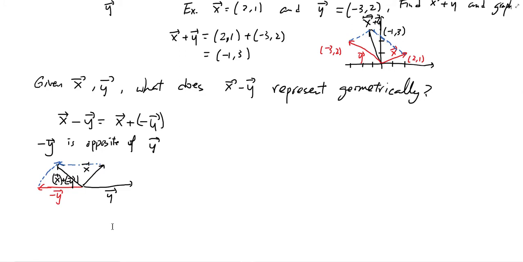Now, I did say that you could interpret it two different ways. This is probably a good way to interpret it, using vector addition and adding negative y. And it makes sense because we defined what we call vector addition, and we did not define what we call vector subtraction. Okay?